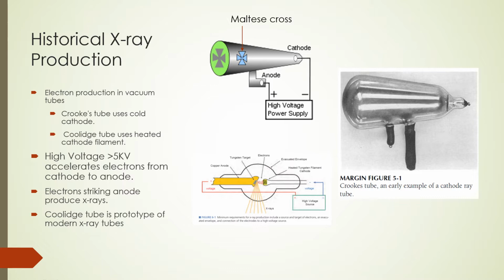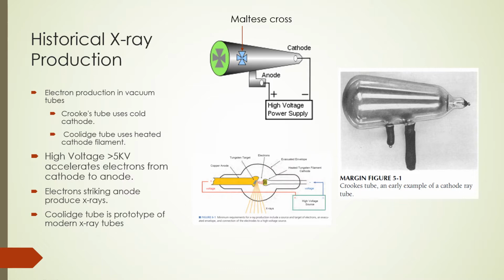When the potential between the electrodes is high enough, say greater than 5 keV, the electrons are accelerated with enough energy to create X-rays when they strike a target. Röntgen discovered X-rays while using the Crookes tube in 1895. He named it X-rays because X stands for an unknown quantity. The Crookes tube is a cold cathode tube, meaning the cathode is not heated.